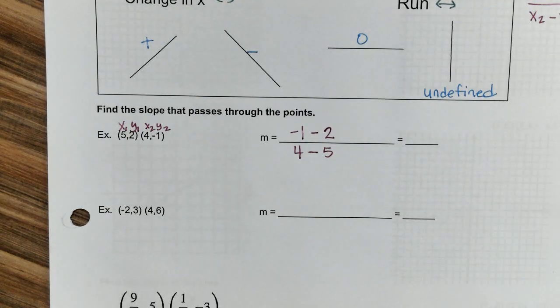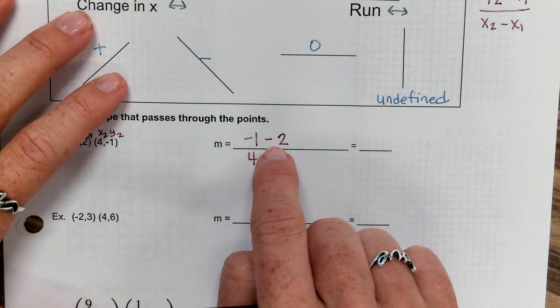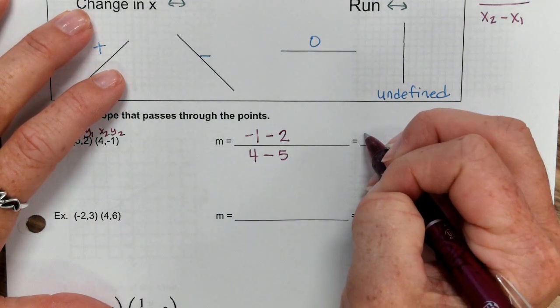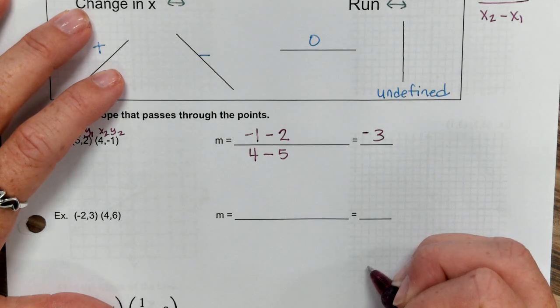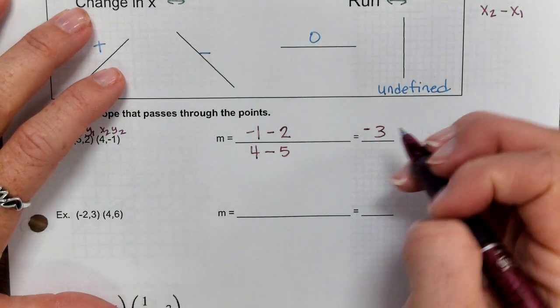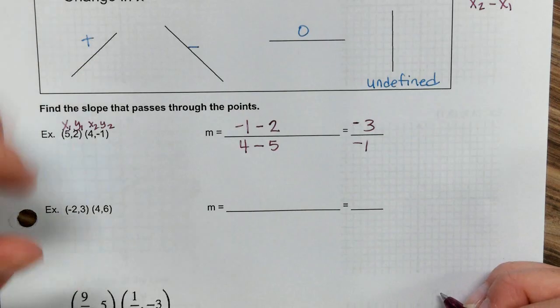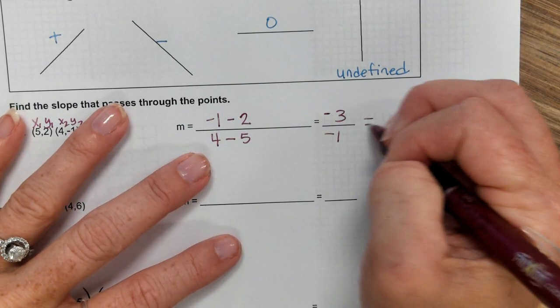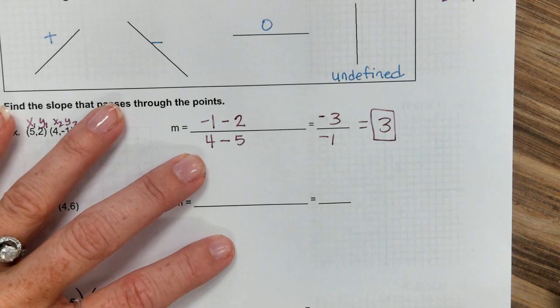And now all you're going to do is solve it. Now your calculator will do this all for you in one step, but I'm going to show you how to do it by hand. To do it by hand, you simply do the top and the bottom. What is negative 1 minus 2? Negative 3. What is 4 minus 5? Negative 1. So I have negative 3 divided by negative 1, which turns into positive 3. The slope is positive 3.